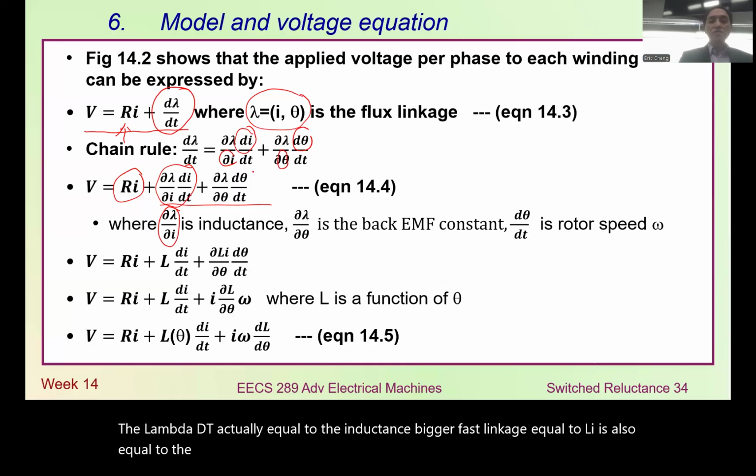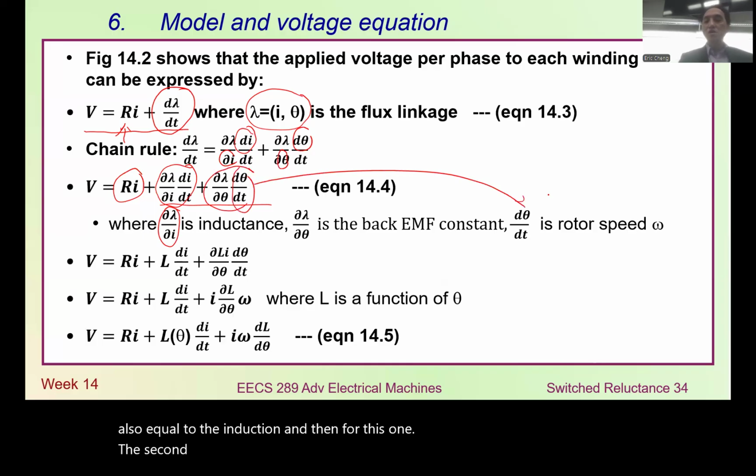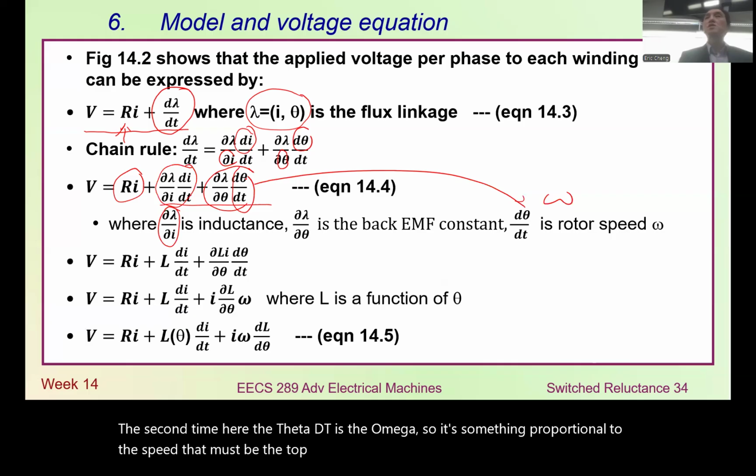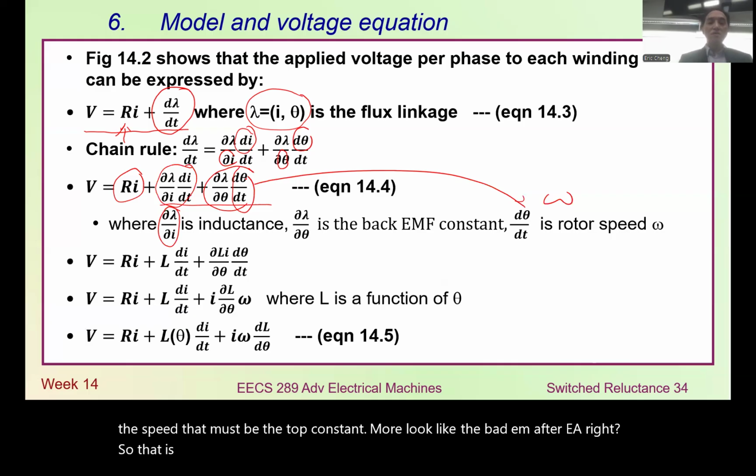And then for this one, the second term here, d theta dt is the omega. So it's something proportional to the speed. That must be the torque constant. More like the back EMF, the EA, right? So that's to say we can therefore further reduce the equation to here, which is omega.